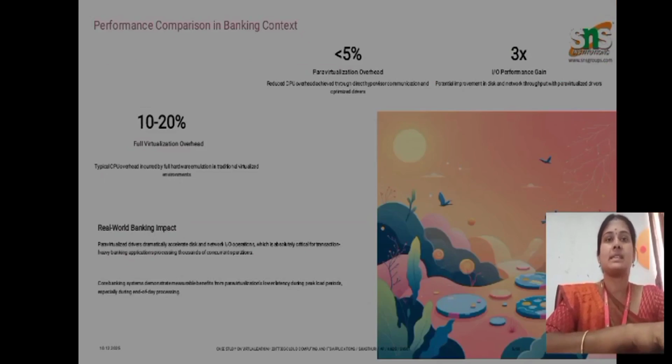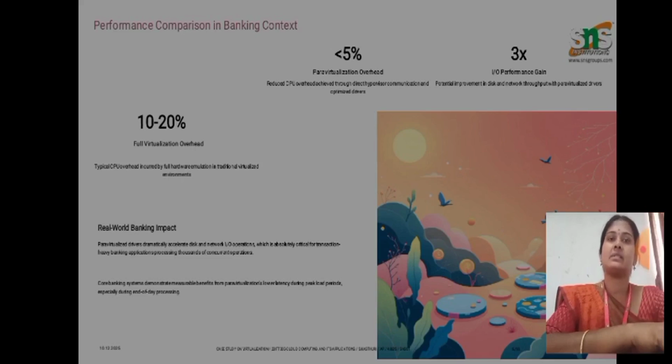Performance comparison in banking context. Let's look at the performance differences. Full virtualization: 10 to 20% CPU overhead, slower disk operations, and good for older and secure banking apps. Para-virtualization: less than 5% overhead, 3 times faster I/O performance, excellent for fast transaction processing.